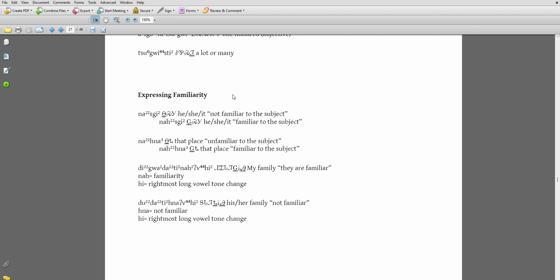We use the letter he to show the tone change of and we use the na to show that this person is familiar. So my family, of course I'm familiar with my family. Na shows the familiarity, and he is the rightmost long vowel tone change.